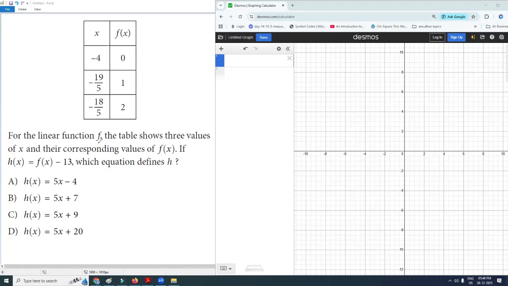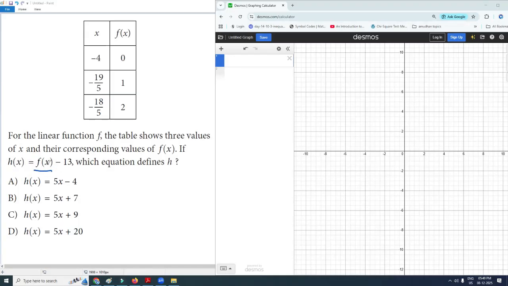For the linear function f, the table shows 3 values of x and their corresponding values of f of x. If h of x equals f of x minus 13, which equation defines h? Okay, here we have to find the function h of x. To find the function h of x, first we have to know the function f of x.